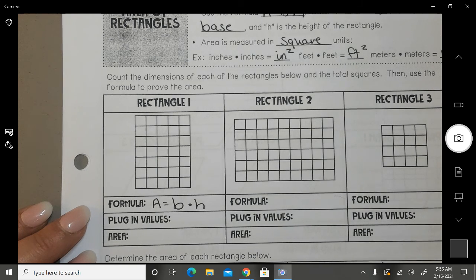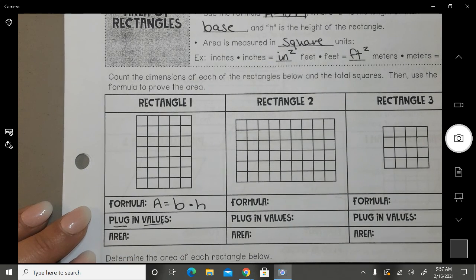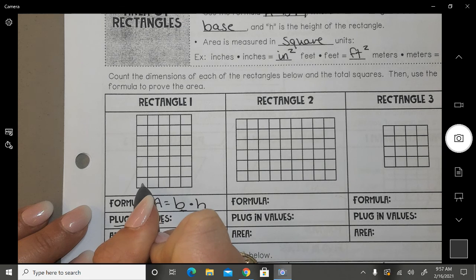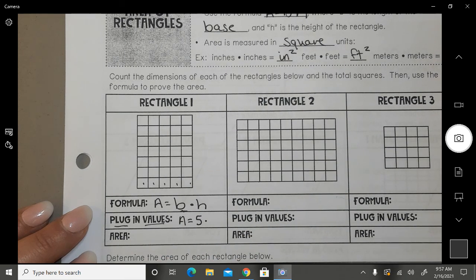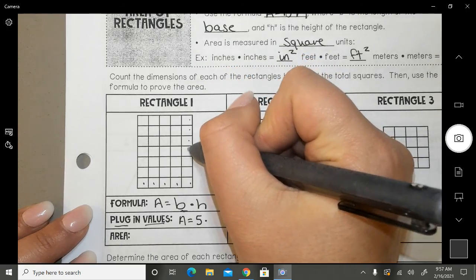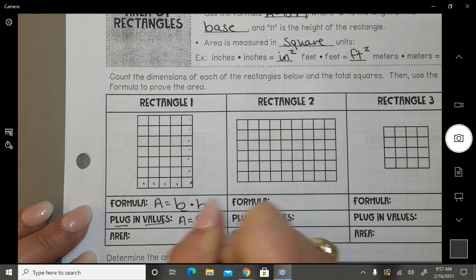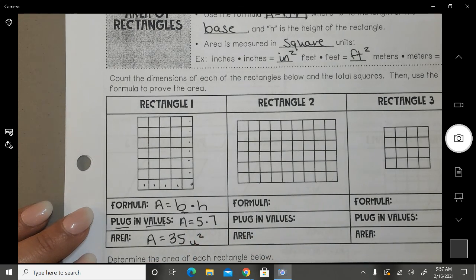That's called the commutative property. Then the next step is to plug in the values, or what we call substitute. B represents the base, which is usually the bottom. How many squares are down the bottom? 1, 2, 3, 4, 5. So instead of B, I'm going to substitute a 5. My height is 1, 2, 3, 4, 5, 6, 7. Is that what you got? So I'm going to substitute H for 7, and I get area equals 35, and we're going to put units squared.